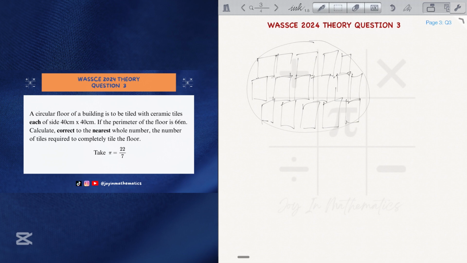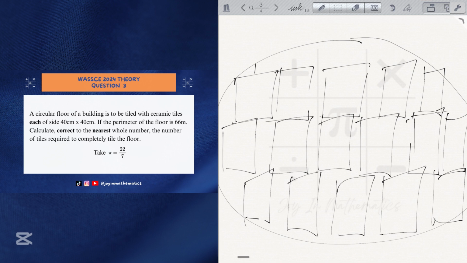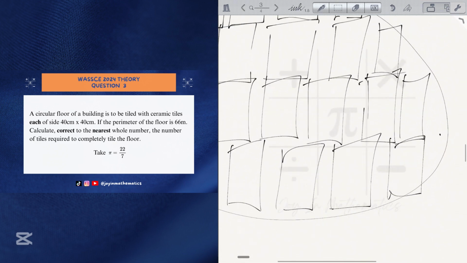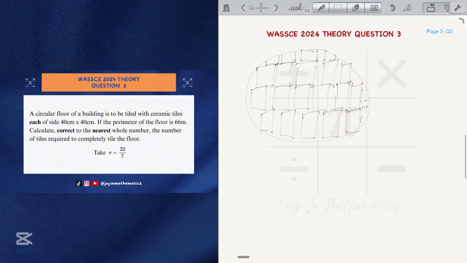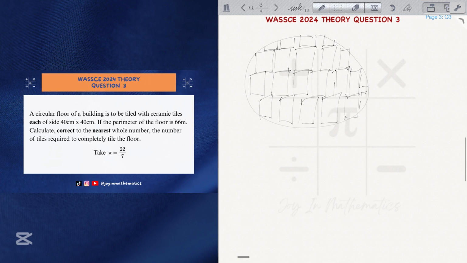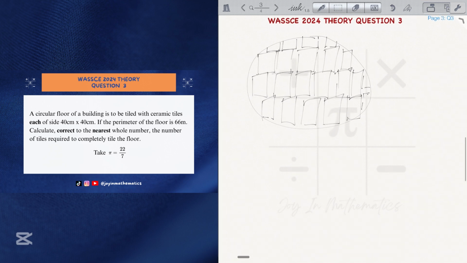So the question now is, what is the number of tiles needed? Remember that this space will not consume full tiles. So it might just be half tiles, quarter tiles, as the case may be. So what is the number of tiles needed? Now, what are the parameters they give us? They gave us that the square tile is 40 centimeters by 40 centimeters, and we're given the perimeter of the floor to be equal to 66 meters.